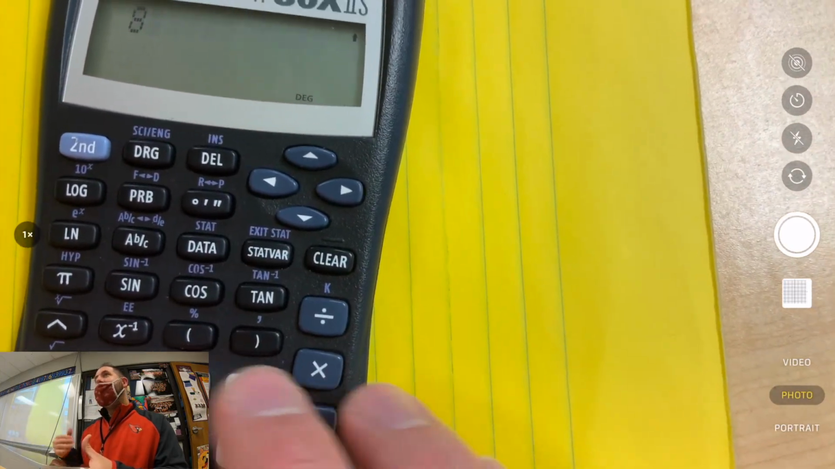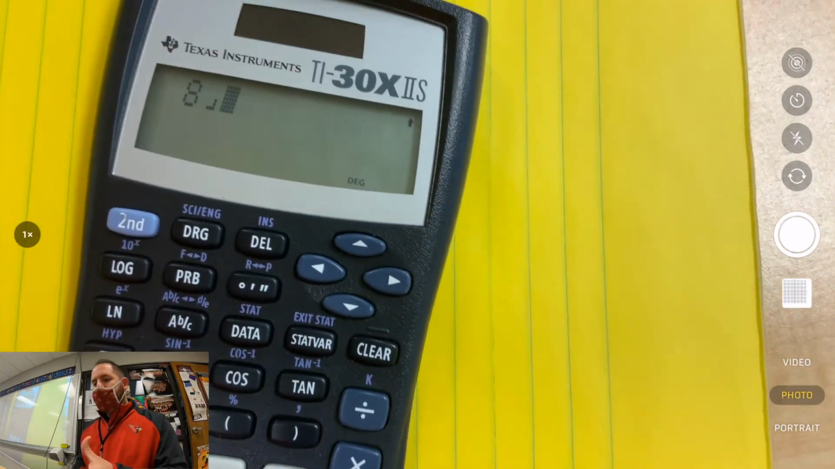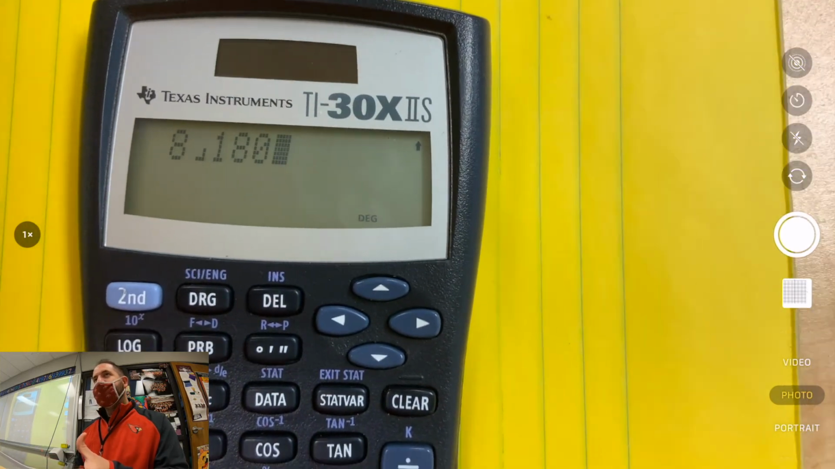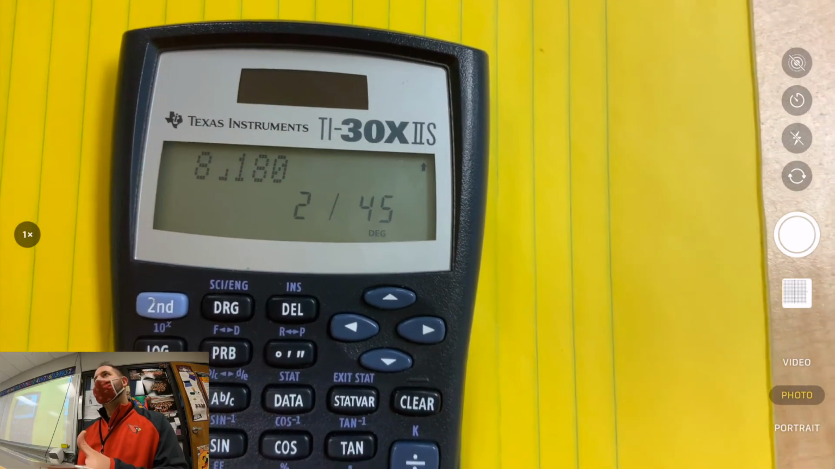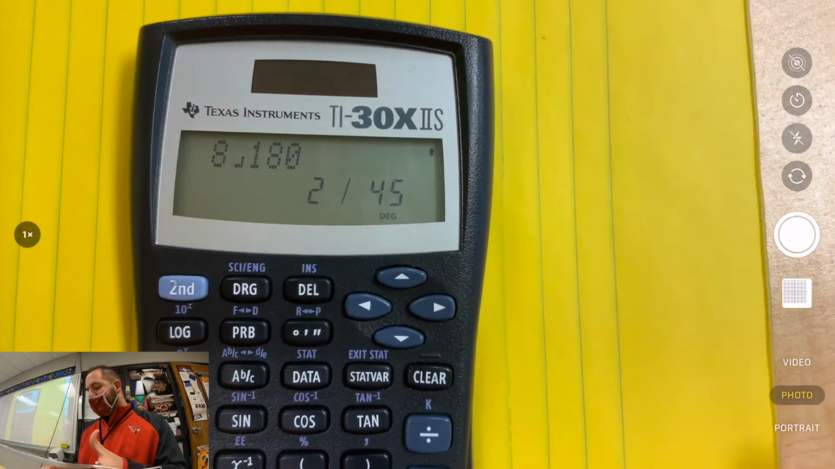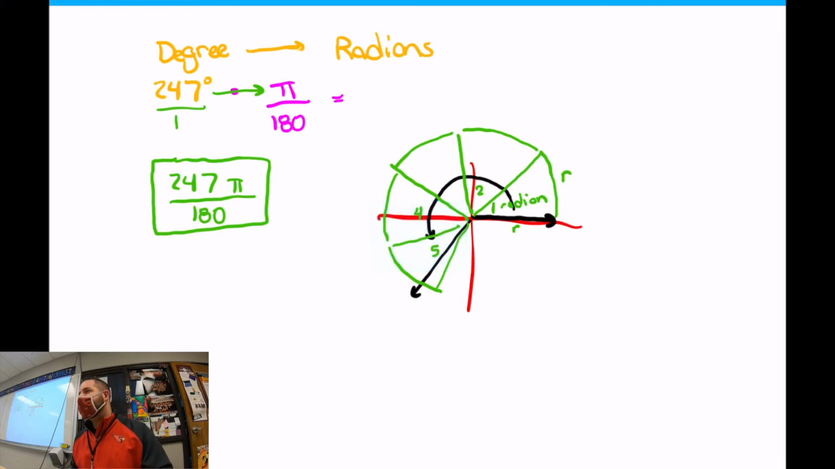So maybe it was like 8 degrees, and I want to convert that to radians. 8 divided by 180, and I hit enter, so I use that little ABC button. It'll actually simplify the fraction for me. It's 2 over 45. And I'd put a pi on it, right? Because pi, you don't even need to put it. So that's if you have like weird numbers. Mine didn't actually even do anything, right? My fraction didn't even simplify, so I leave it 247 pi over 180.